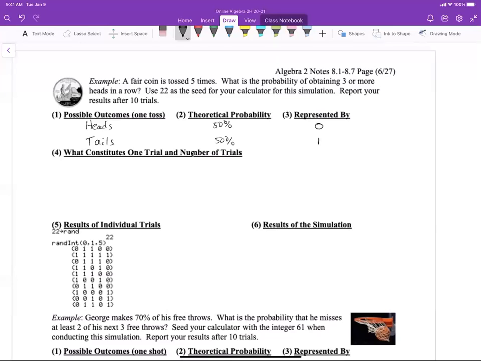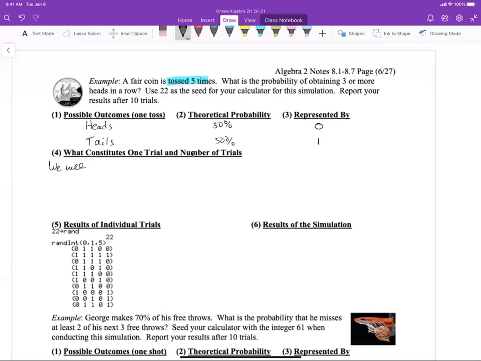So we have to determine. So we are going to toss this 5 times. So I'm going to have this random number generator generate 5 numbers and look for, do I have numbers that are worth 3 heads in a row? If it is, it passes. If not, it fails.